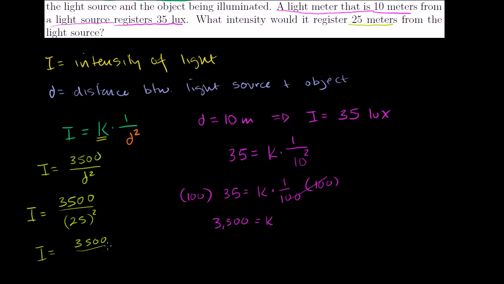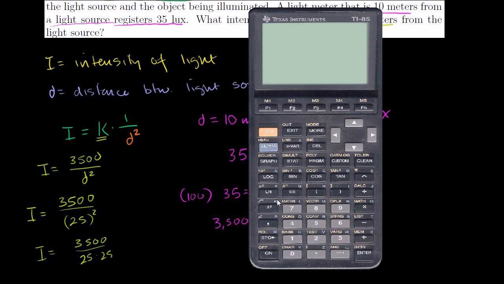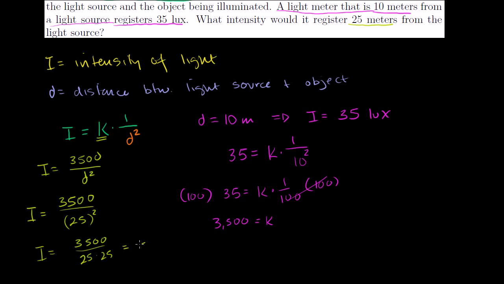divided by, well, actually, let's just keep it simple. This is divided by 25 times 25. That's 625. Let's just get the calculator out. So it's going to be 3,500 divided by 625, which is equal to 5.6. So it's equal to 5.6 lux, which is the unit for light intensity. Hopefully you found that useful.